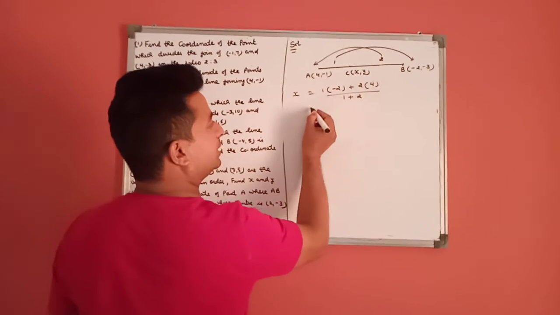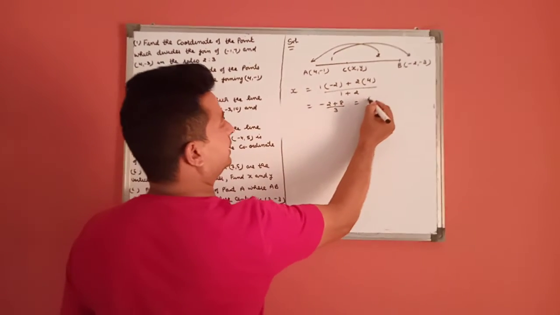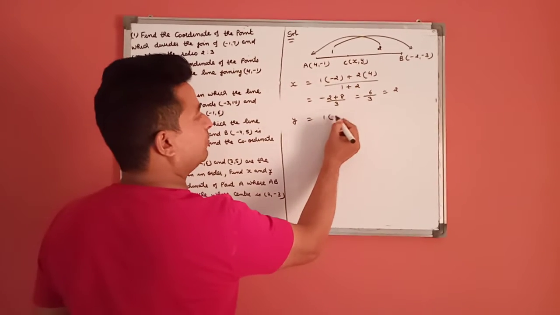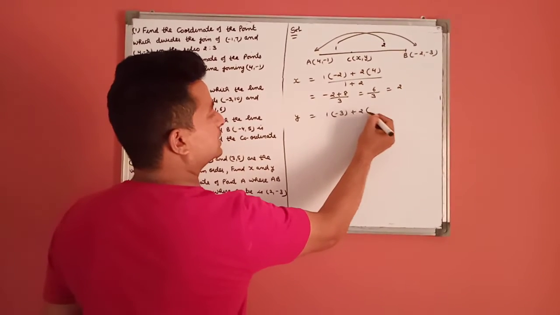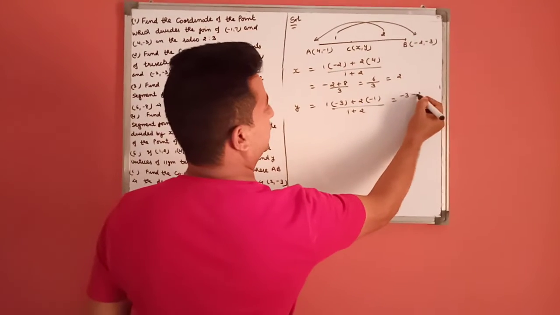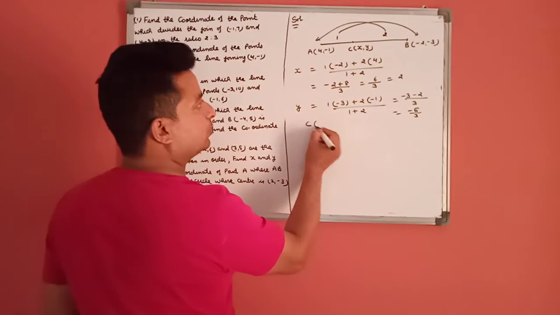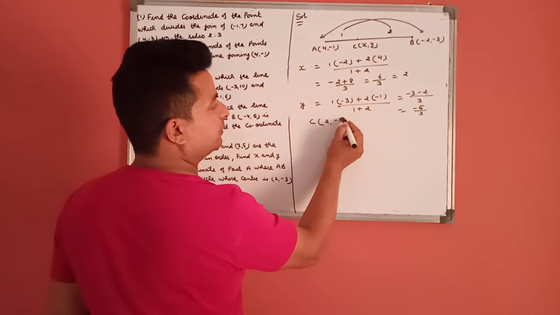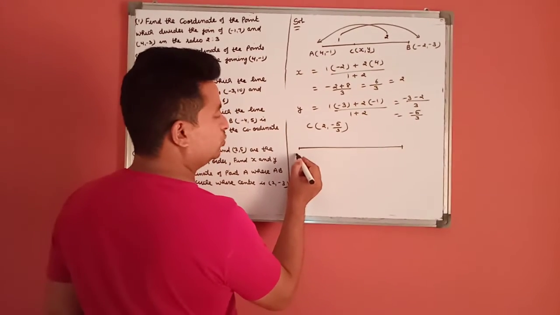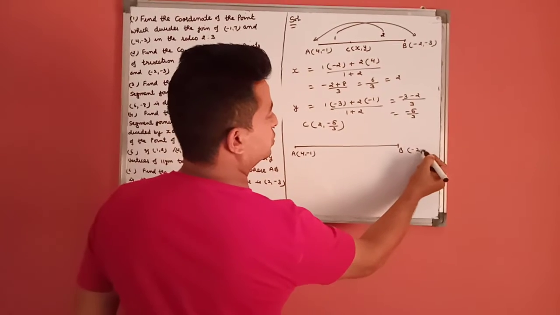over m1 plus m2, means (-2 plus 8) by 3, 6 upon 3 equal to 2. Y is m1 y2 plus m2 y1 over m1 plus m2. This means (-3 plus 2) by 3, means -5 upon 3. This is point C, (2, -5/3). Other, we divide these 2 points again. A is (4, -1), B is (-2, -3).